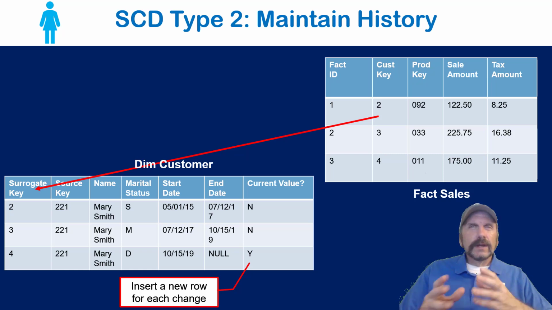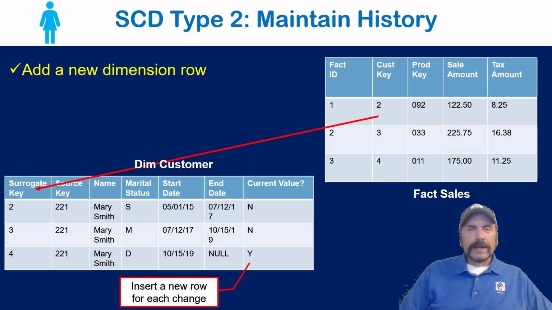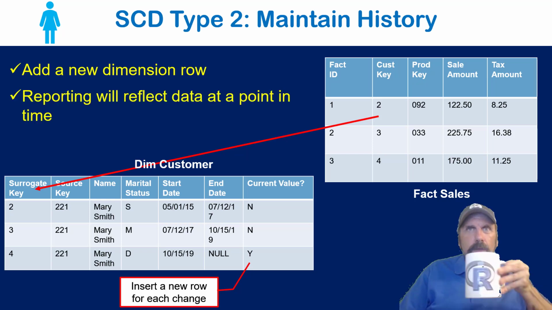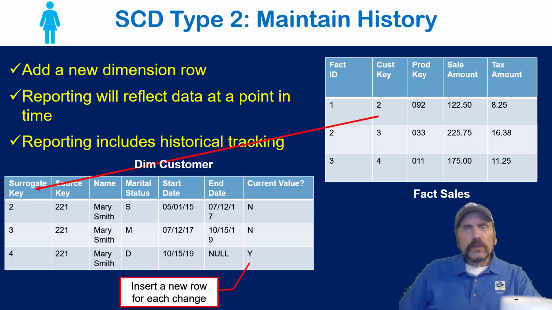What's the takeaway? In an interview, what you really want to make a point of with type 2 is you're keeping version histories of your dimension rows. When they change, you have the prior, you have the new ones, and when it changes again, you end date the one that was current, so it's not anymore, and you bring a new one in. That's the idea, and your rows of data will relate accordingly. So you're adding a new dimension row. Your reporting will reflect a point in time, which means your reporting is including historical tracking.